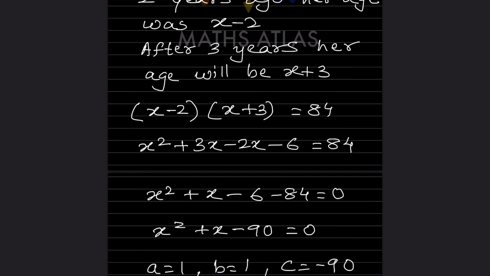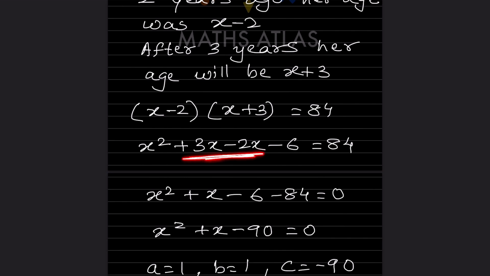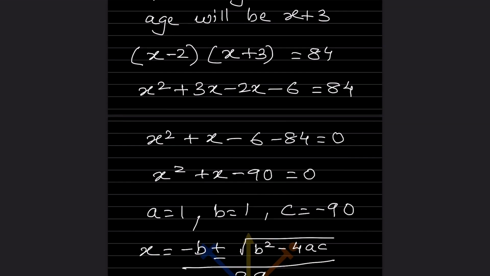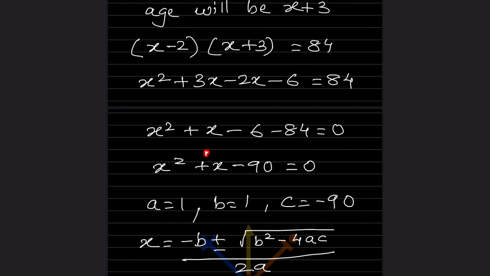This is what is written. So this is x square plus x plus 3x minus 2x, that is going to be plus x, minus 6 minus 84, this will be here, that will be minus 84 is equal to 0. So what will you write here? So this is x square, this x as it is, this is going to be minus 90 is 0. So when you compare this one, this is 1, this is also 1, and this is minus 90. So a is 1, b is 1, and c is minus 90.